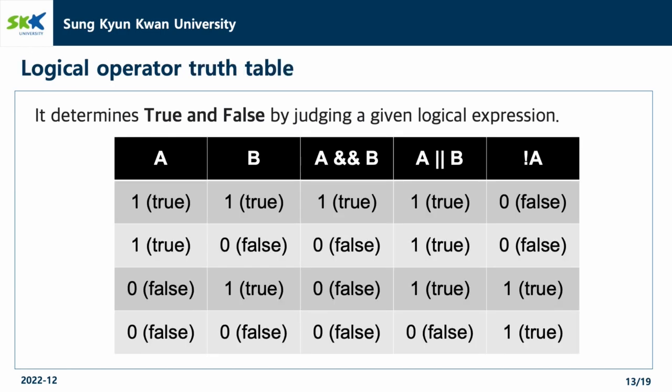Here is the logical operator truth table. For situations where A and B are true or false, the result of the and, or, not operations can be found in the following table. So, I hope you predict the result of each operation and compare them with the table.